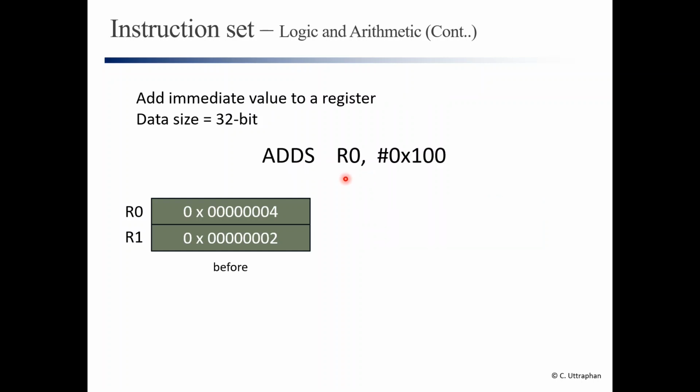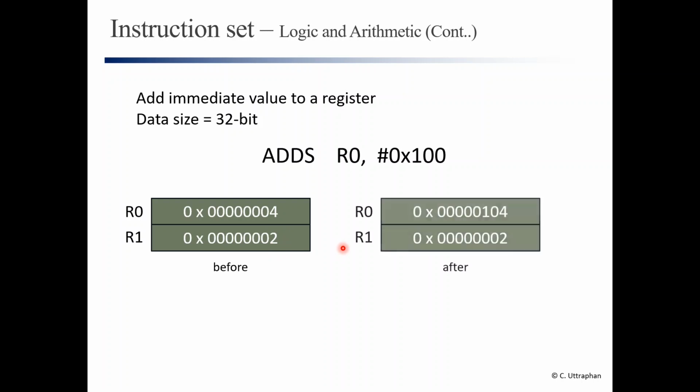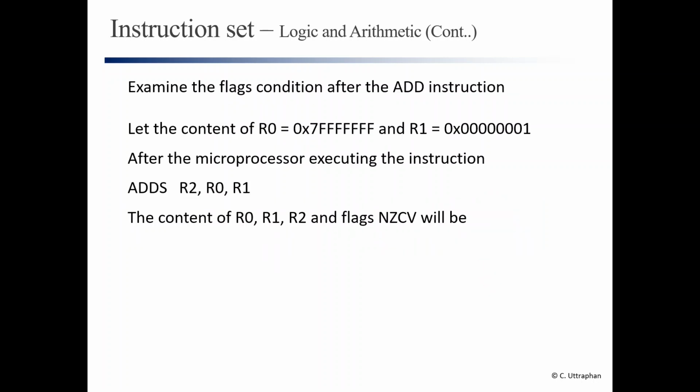This is another ADD example, where the source operand is now an 8-bit immediate value. Assume that initially, R0 contains hex 4, and R1 contains hex 2. After the microprocessor executes the instruction, the content of R0 is now updated to hex 104, which is 100 plus 4. The arithmetic instructions will affect the status flags after it is executed. Now, we will see how these instructions will affect the flags.